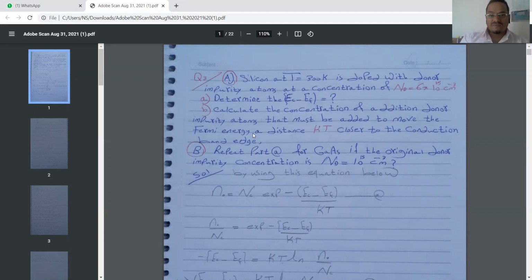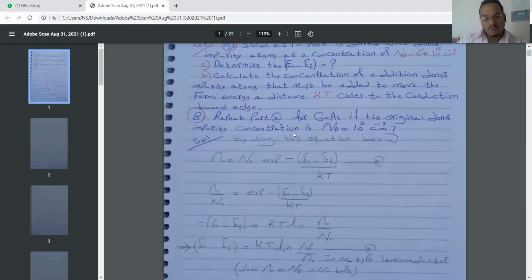Let's start from this problem. In this question, we are dealing with silicon at room temperature. The silicon is doped with donor impurity atoms at a concentration of 6 × 10^15 cm^-3. Number one: determine the difference between the Fermi energy level and the conduction band energy level.